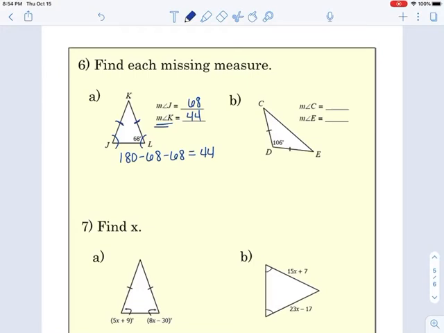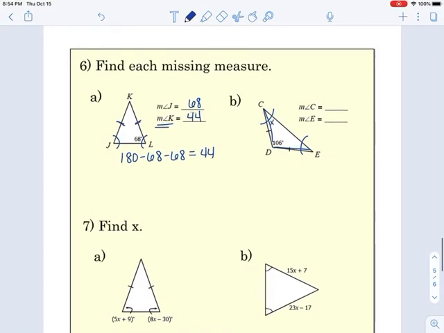Okay, for part B, I have another isosceles triangle, but this time, instead of being given one of the base angles, I'm given the vertex angle. If I trace the two sides that are congruent, it forms that 106. So that's the vertex angle. And my other angles, C and E, are the ones that are equal. So if you wanted to write this as an equation, if I called this one X, the bottom one would also be X. So you could say X plus X plus 106 has to equal 180.